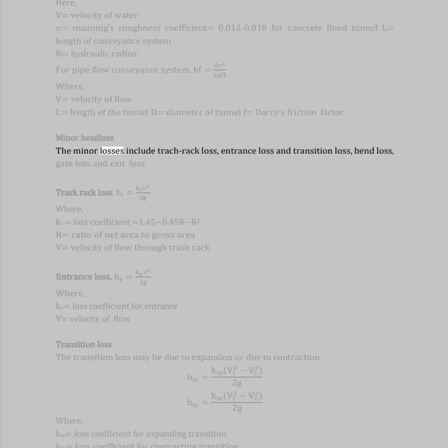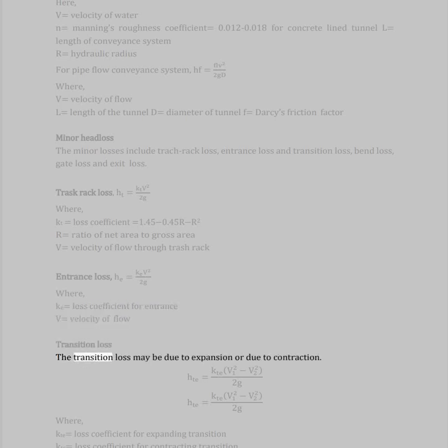Minor head loss. The minor losses include trash rack loss, entrance loss and transition loss, bend loss, gate loss and exit loss. Trash rack loss, H equals K_T V squared over 2g, where K_T equals loss coefficient equals 1.45 minus 0.45 times the area ratio minus the area ratio squared, where the area ratio equals ratio of net area to gross area. V equals velocity of flow through trash rack. Entrance loss, H equals K_e V squared over 2g, where K_e equals loss coefficient for entrance, V equals velocity of flow.